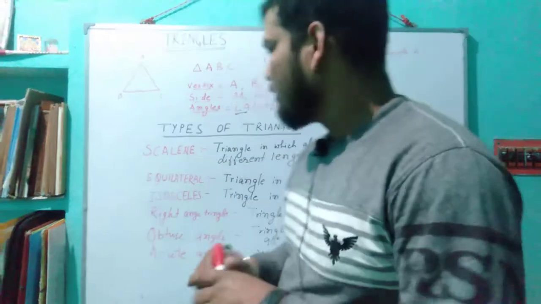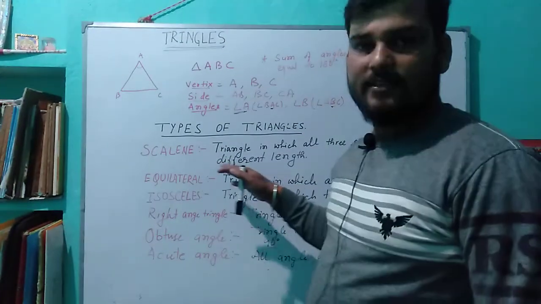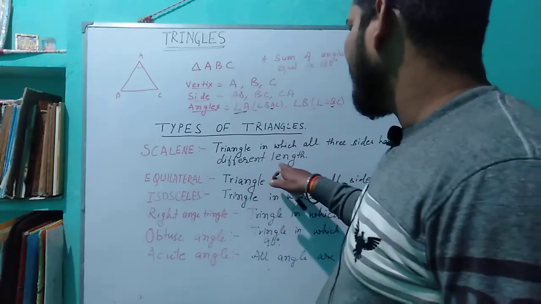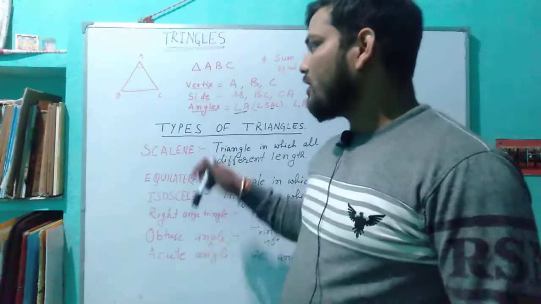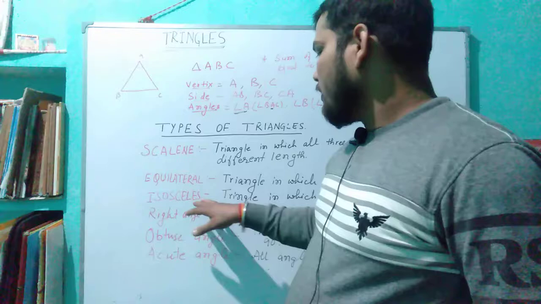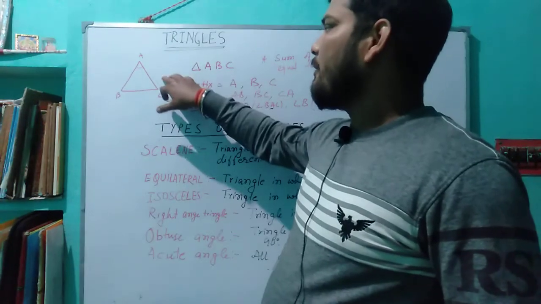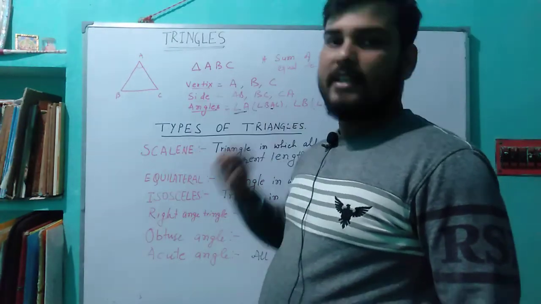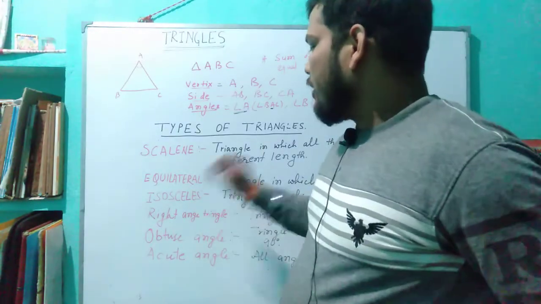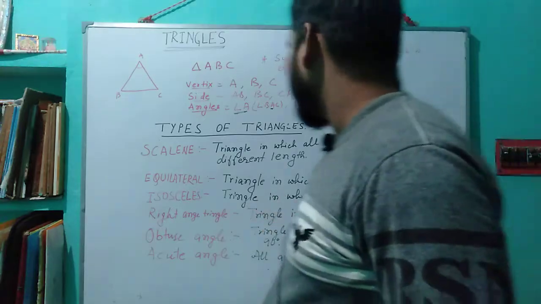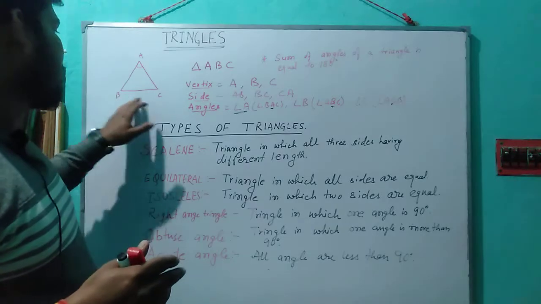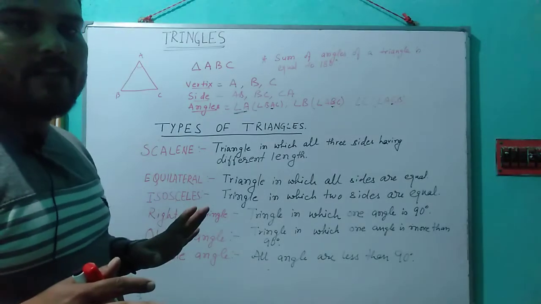So first of all is the scalene triangle. What is a scalene triangle? A triangle in which all 3 sides have different lengths. Okay? All 3 sides having a different length are called a scalene triangle. Say like AB may not be equal to BC, may not be equal to CA. Okay? It can be of any length. Okay? Equilateral triangle. A triangle in which all the sides are equal. Like AB equals BC equals CA. Then it's an equilateral triangle.